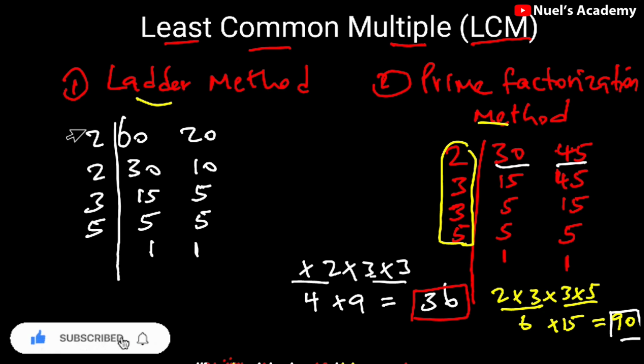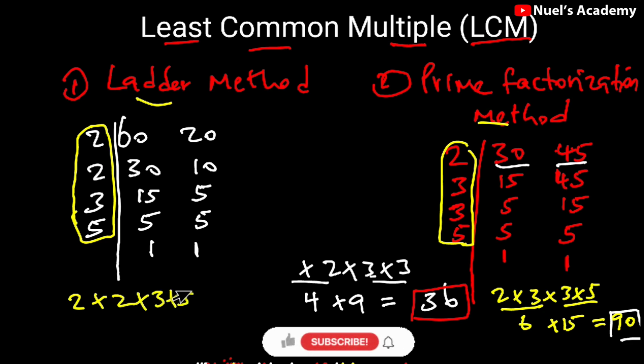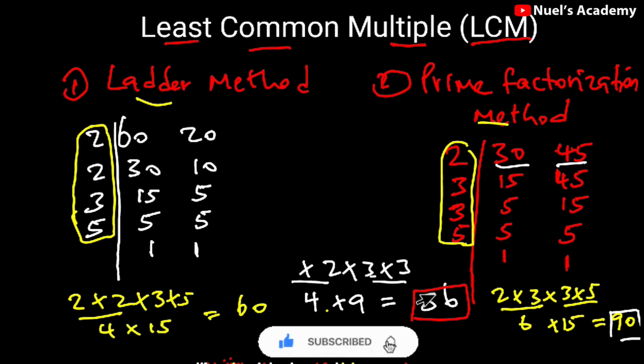We now have the LCM of 60 and 20 is the product of these numbers. So we have 2 times 2 times 3 times 5. 2 times 2 is equal to 4, times 3 times 5 is 15. 4 times 15 is equal to 60. So 60 is the LCM of 60 and 20.